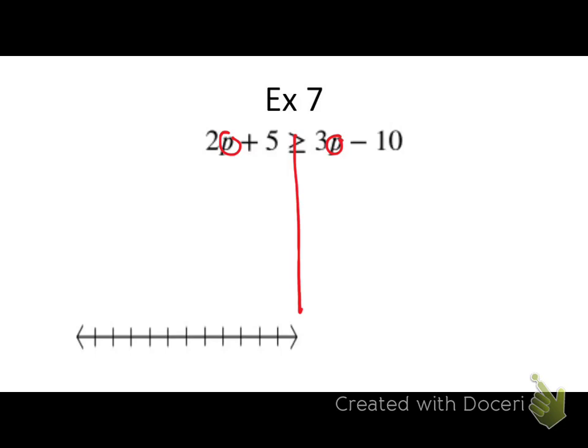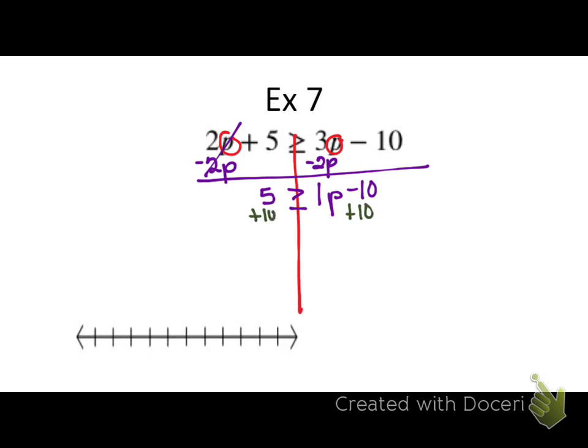So if I'm going to pick on the little guy, which guy am I moving? Negative 2p. Nice. So 3p minus 2p is 1p minus 10. Okay, now what? Plus 10. Ten plus 5 is 15.